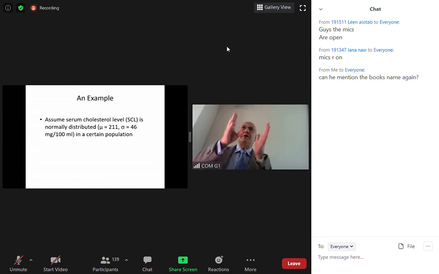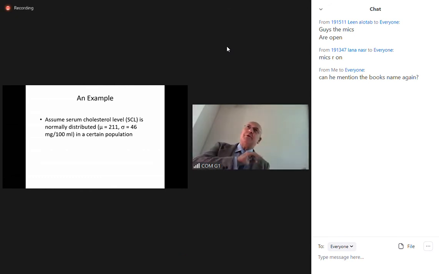Most of the observations are in the middle, but some people have got very low levels and some people have got very high levels. The mean is 211 milligrams per 100 mils, and the standard deviation is 46, and this is in a given population. And I'm using population parameters here, mu and sigma, because I'm assuming these are for those populations.